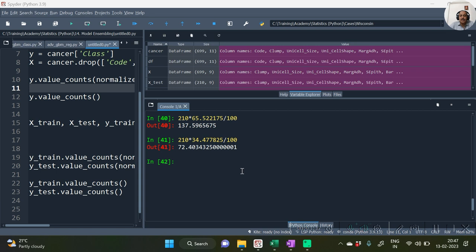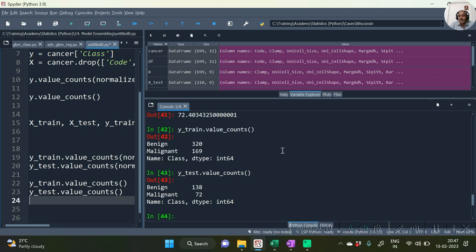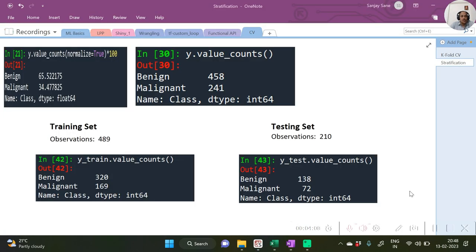If similar calculations happen in case of 210, the benign count with 65.52% may be something like 137.59, maybe 138, and the second figure for malignant may be 72. Let us see whether these figures have really come out. Yes, they have. So we see the stratification has taken place and has been met.